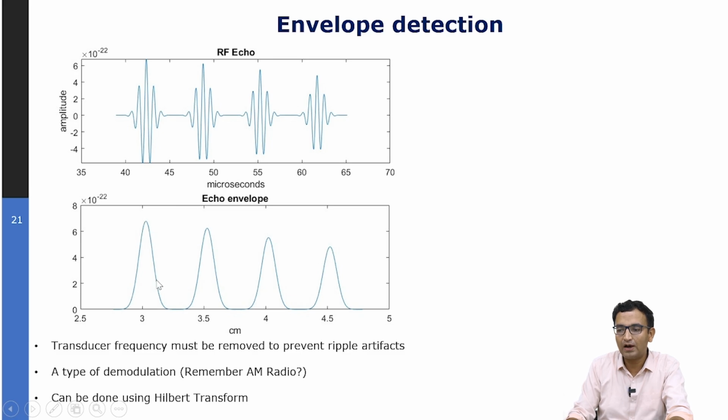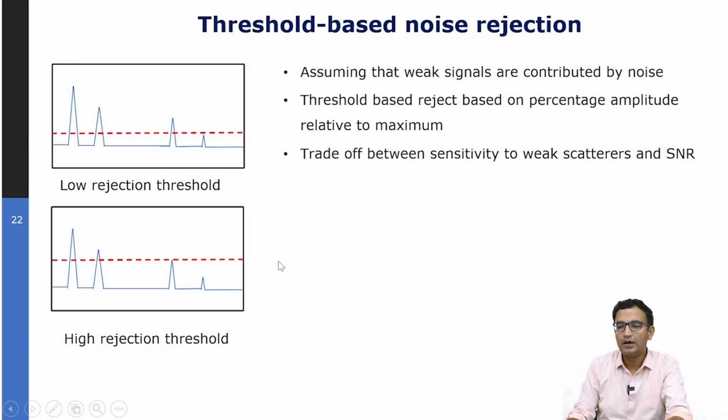But after doing the envelope detection, what you can see is peaks present at the location of the 4 scatterers. Now typically your signal will have some noise, and one way of denoising is threshold-based noise rejection, which is present in a lot of ultrasound systems, where you assume a certain threshold and you say that any signal below this threshold is actually noise and you are not going to consider it. And you can vary this threshold. As you can imagine, there will be a trade-off. You can decide this threshold based on a percentage value relative to the maximum.